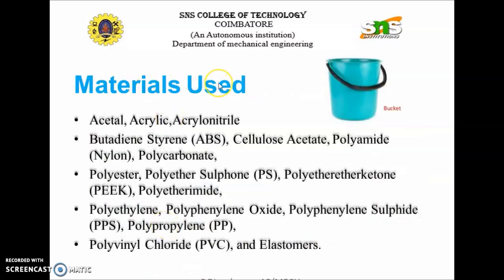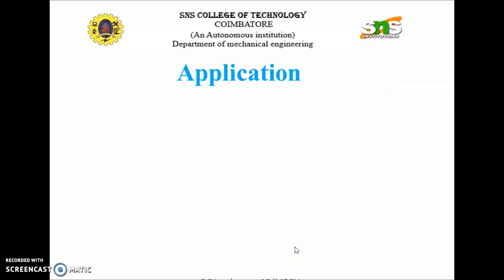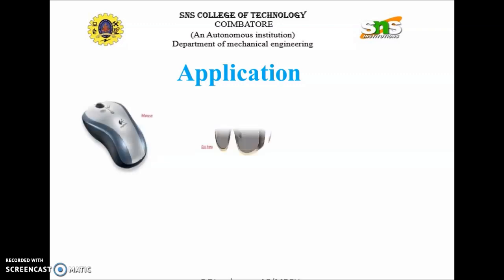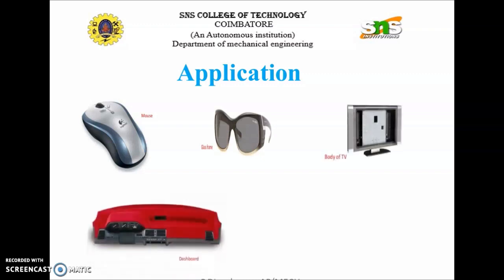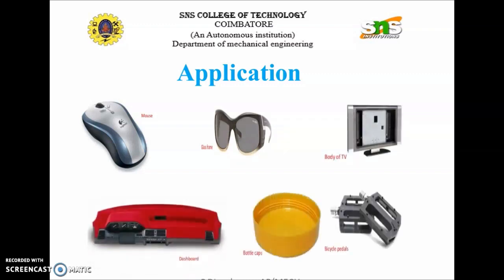Injection molding is mainly used to produce thermoplastic materials. Some of the materials are acetal, acrylonitrile butadiene styrene, polyester, polyether sulfone, polyvinyl chloride, elastomers, etc. And some of the applications of injection molding are that it can be used to produce mouse, glass frame, body of TV parts, dashboard, bottle caps, bicycle pedals.